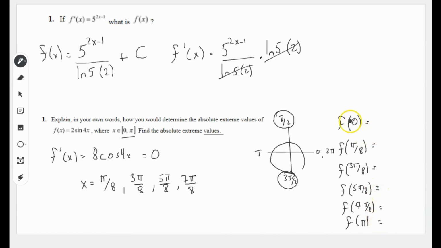And we just plug these back into our original function, and we'll get our values. Well, the endpoints, 0 and pi, that's just going to give you values of 0. And if we plug in pi over 8 in here, we're going to get 2, right? Because it just equals 1 times by 2. And then negative 2, 2, and negative 2.